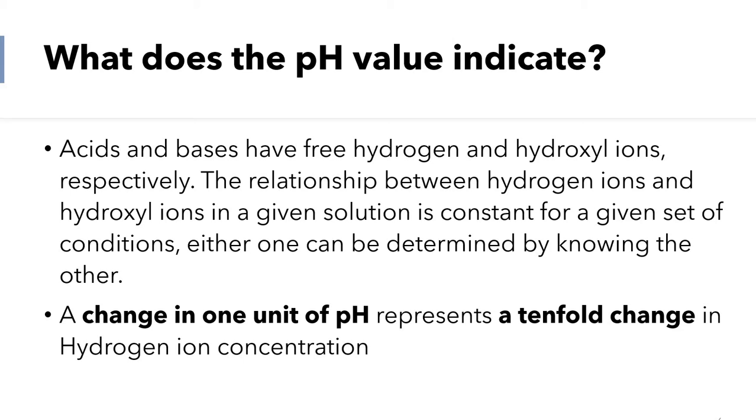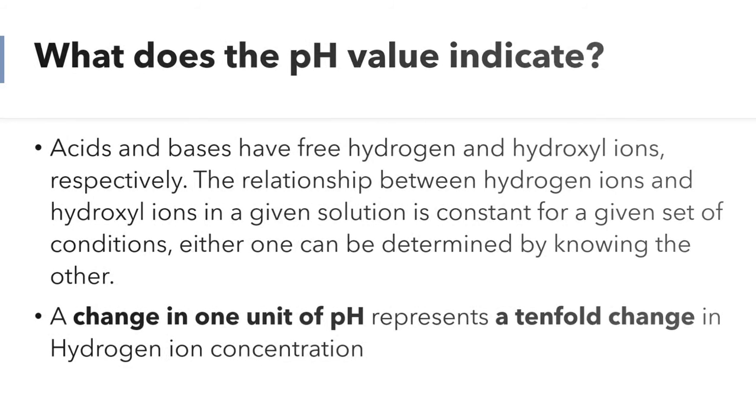Acids and bases have free hydrogen and hydroxyl ions respectively. The relationship between hydrogen ions and hydroxyl ions in a given solution is constant for a given set of conditions, and either one can be determined by knowing the other. A change in 1 unit of pH represents a 10-fold change in hydrogen ion concentration.